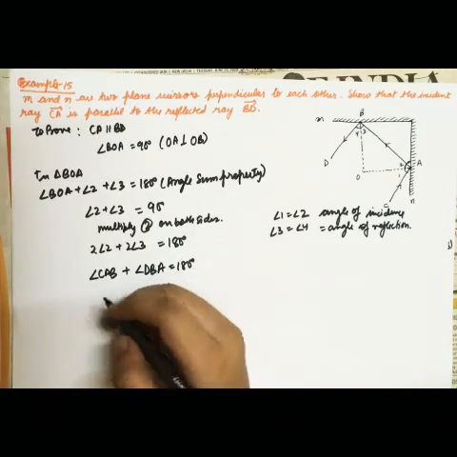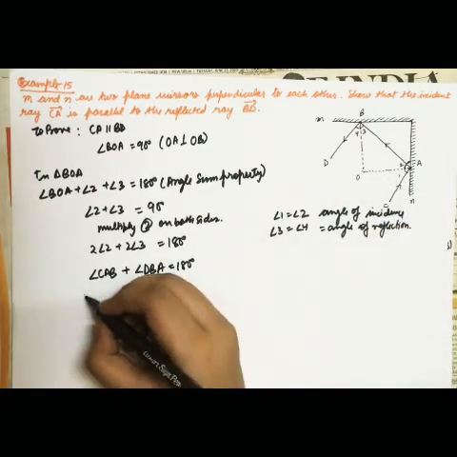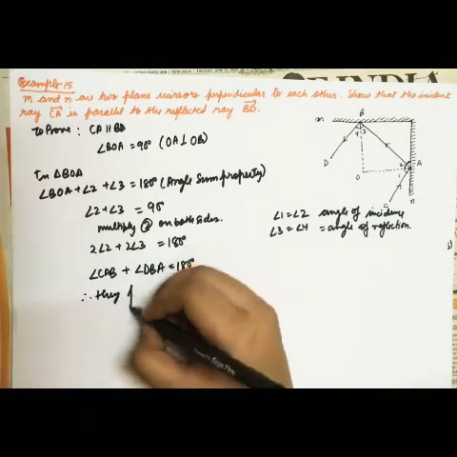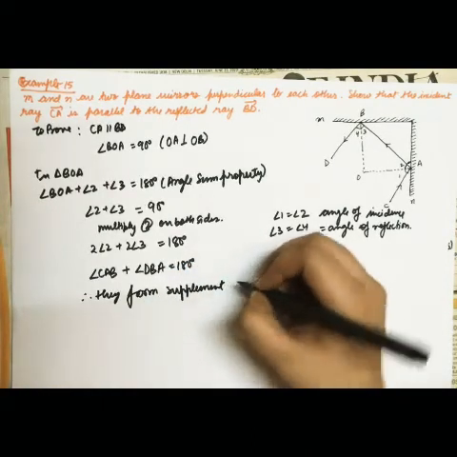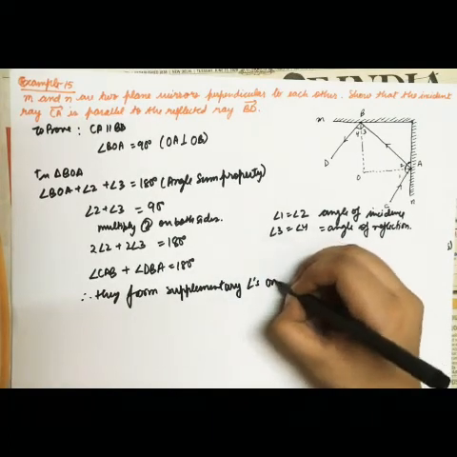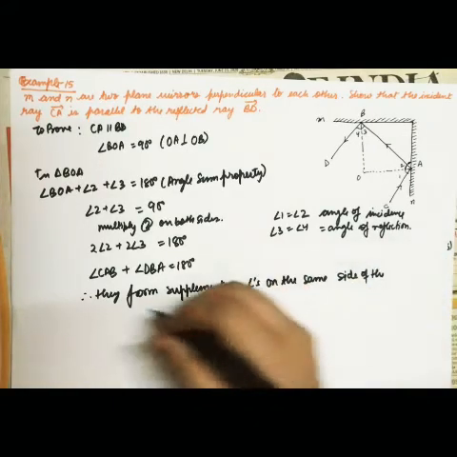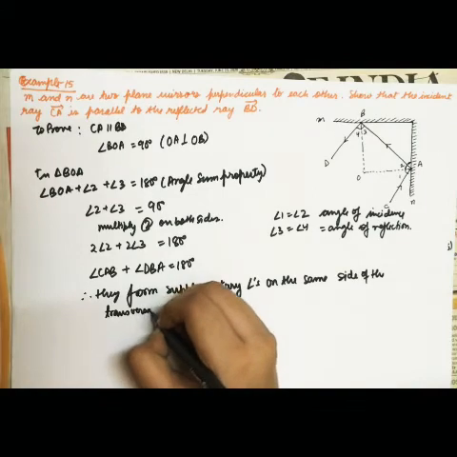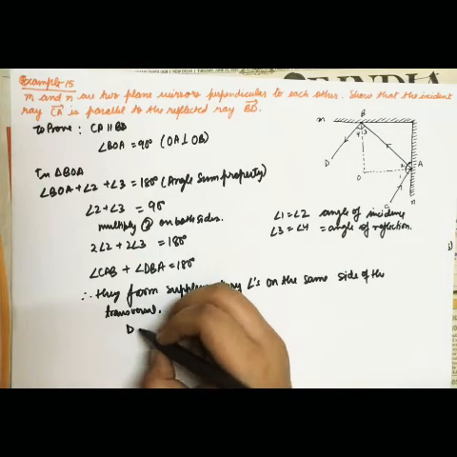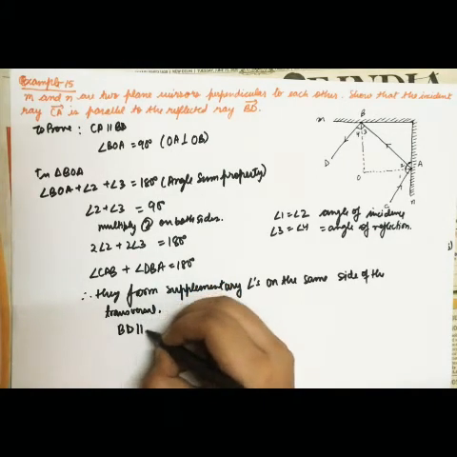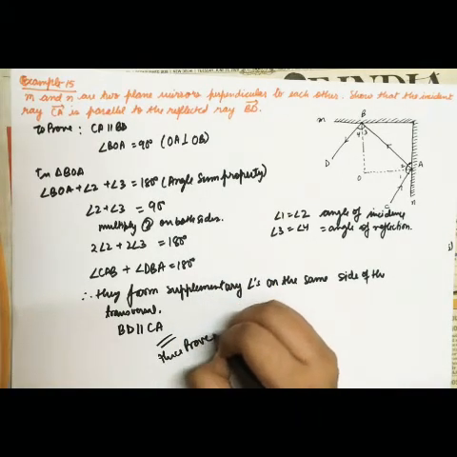Now as they form supplementary angles on the same side of the transversal, therefore we can say that CA is parallel to BD, hence proved.